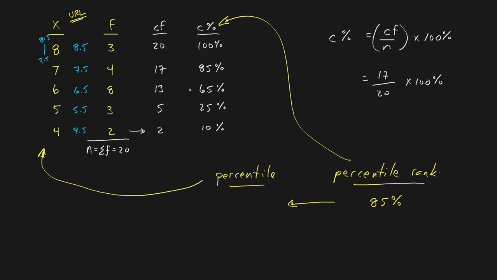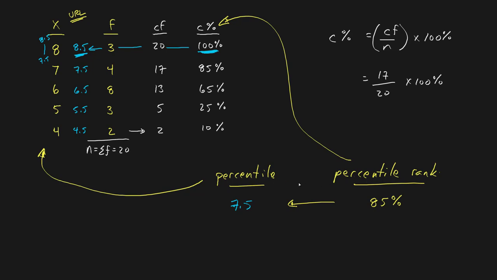So these percentile ranks go with these percentiles. So for 85%, that is the percentile rank that goes with the percentile of 7.5. So if they asked me what is the percentile rank for 7.5, I would say it's 85%. If they said what is the percentile for 85%, I would say it's 7.5. So those are the sorts of questions you would get regarding these 2 terms.